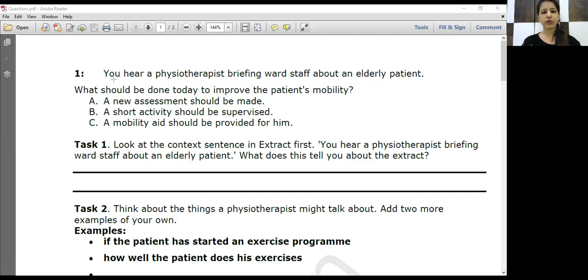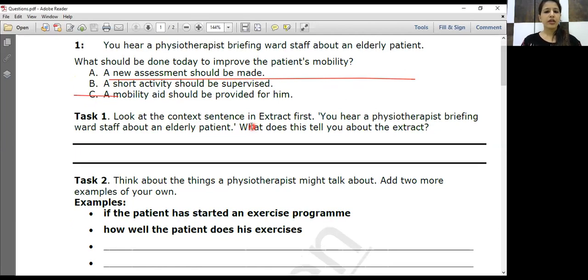You can see here each question will have a context sentence. This context sentence will help you get a brief idea about what kind of discussion you can expect. So you have a context sentence, then a question, and then 3 answer choices. When you look at the context sentence, you try to think about what can be discussed within that particular extract. It says: physiotherapist briefing ward staff about an elderly patient.